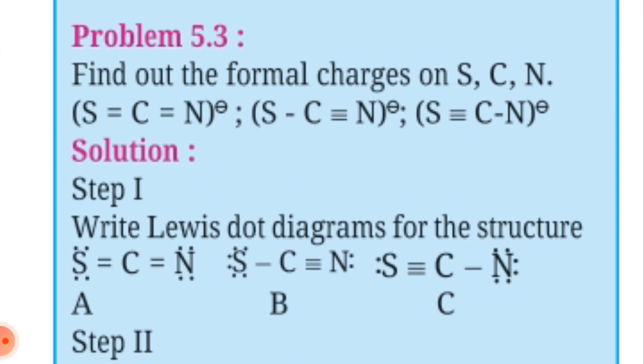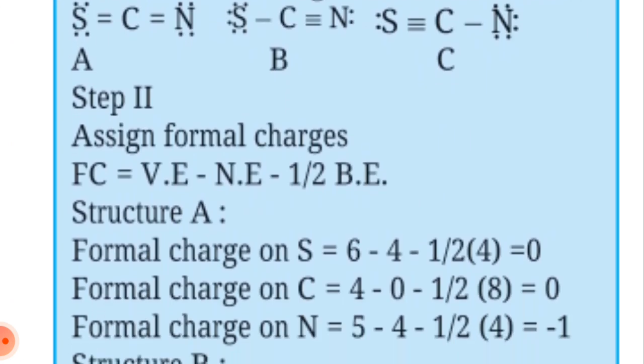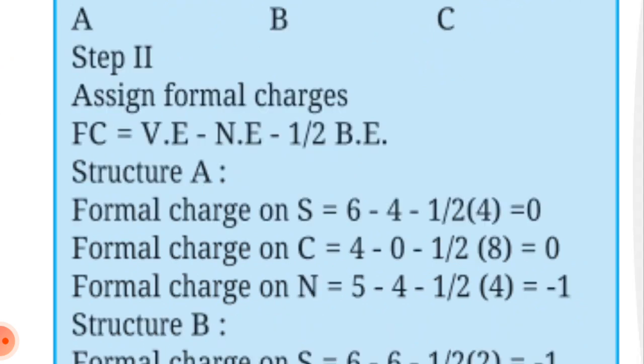Solution. Step 1. Write the Lewis dot diagram for the structure. Sulfur double bond carbon double bond nitrogen. Sulfur single bond carbon triple bond nitrogen. Sulfur triple bond carbon single bond nitrogen. Step 2. Assign the formal charge. Formal charge is equal to valence electrons minus lone pair electrons minus 1 by 2 of bonding electrons.